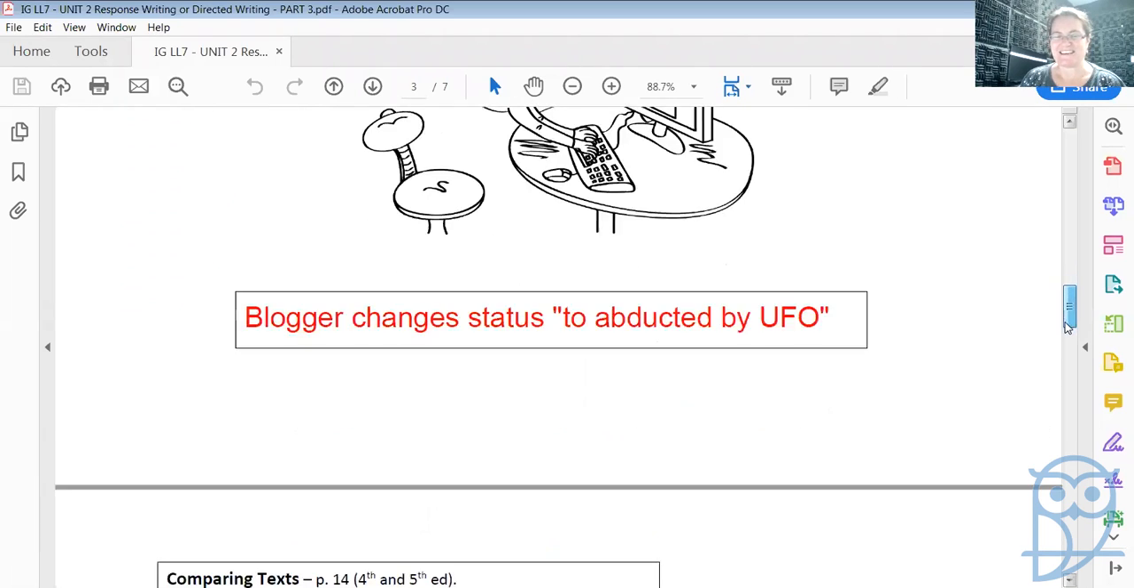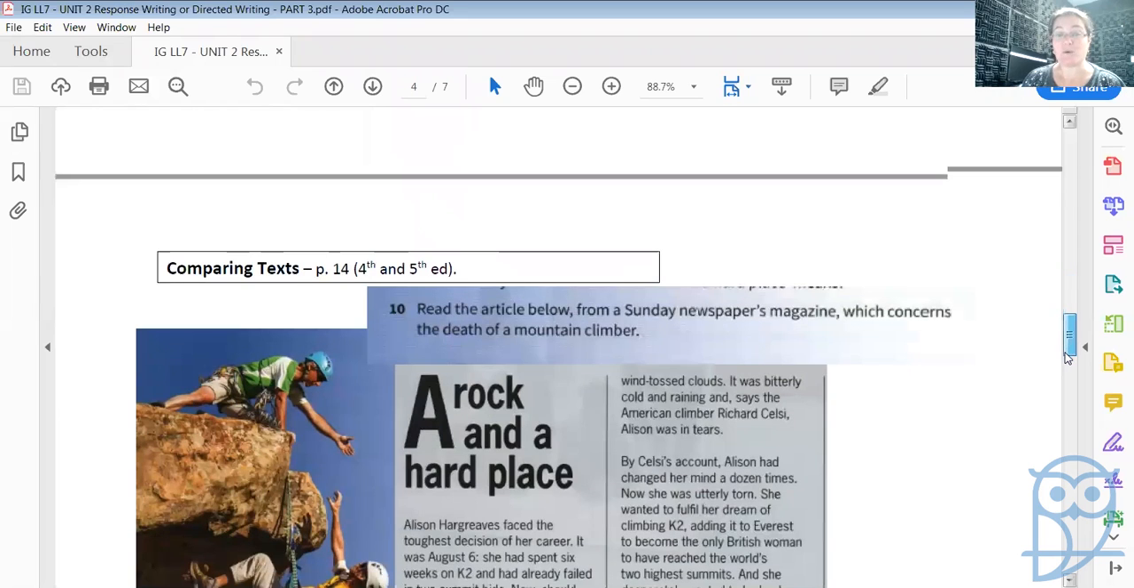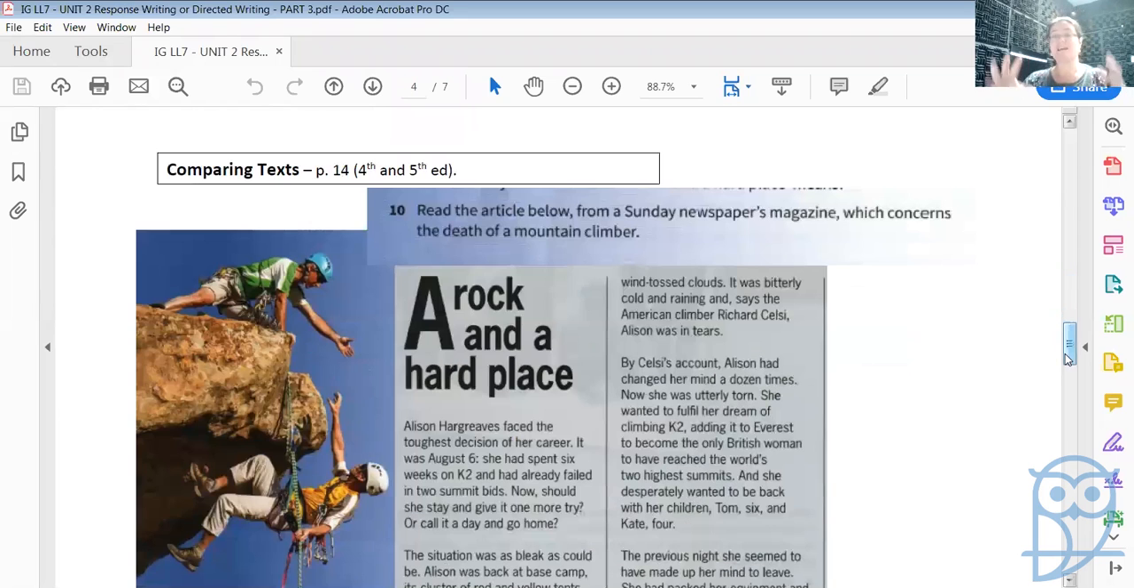Okay, let's have a little look down here. So today I wanted to look at a magazine article, and then we'll look at a blog, and we'll try and compare them.